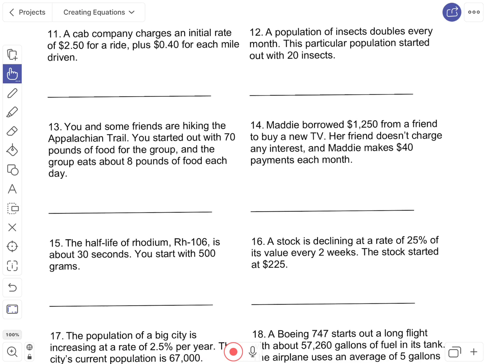All right. So let's start busting these guys out, okay? So let's keep going. Cab company charges an initial rate of $2.50, so we start at 2.5, and then we're adding 40 per mile that we are driving, okay? And that'll be our total cost to use that cab.